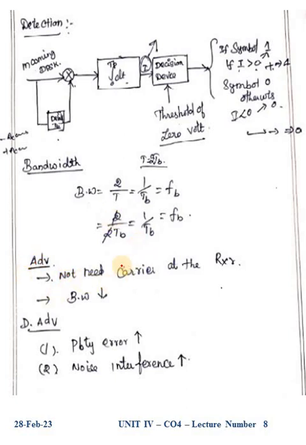Advantages: there is no need of a carrier at the receiver side. From the circuit itself, with the help of the decision device and integrator, we identify the phase. Disadvantage: the probability of error is more and noise interference is also more, because we are not aware of the phase angle or phase shift, since it is a non-coherent detector. We are not using the carrier frequency for recovery. Okay, thank you.